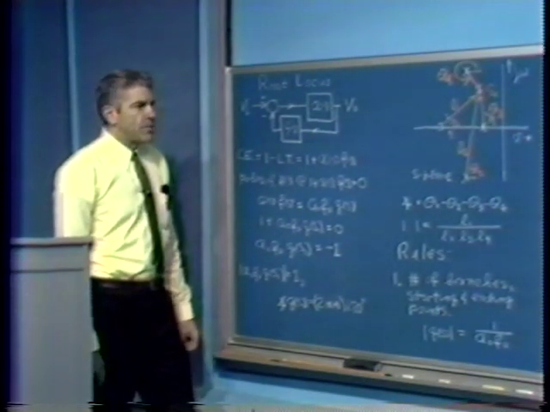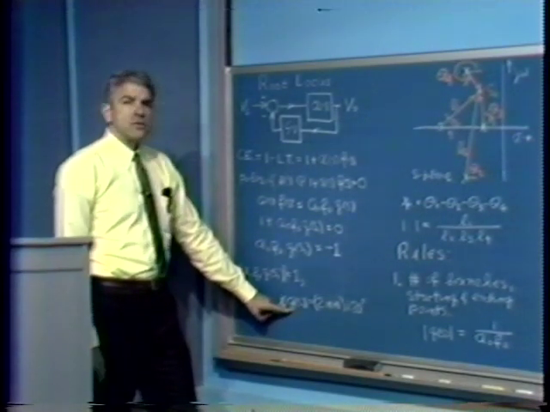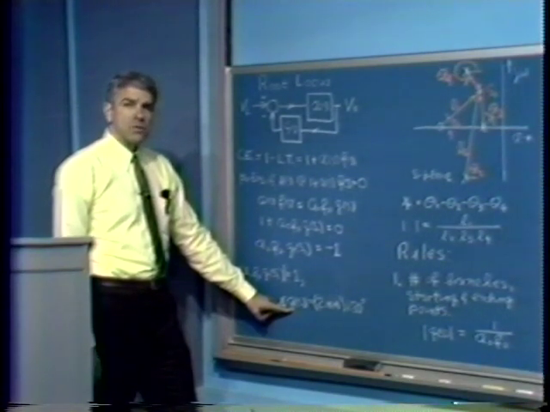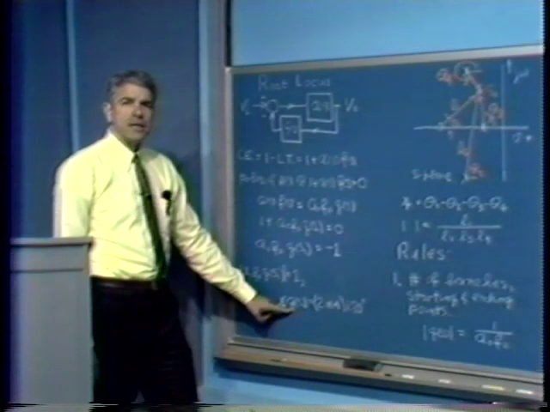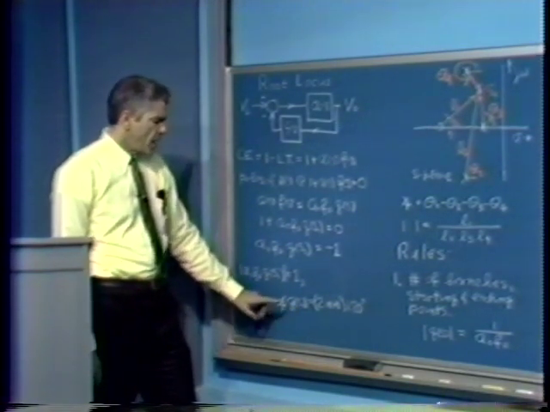Usually, the most powerful test involves the angle condition. Remember that we're going to construct a root-locus diagram starting with the poles and zeros of the loop transmission, and then find out how the closed loop poles change location as a function of A naught F naught, as a function of the DC magnitude of the loop transmission.